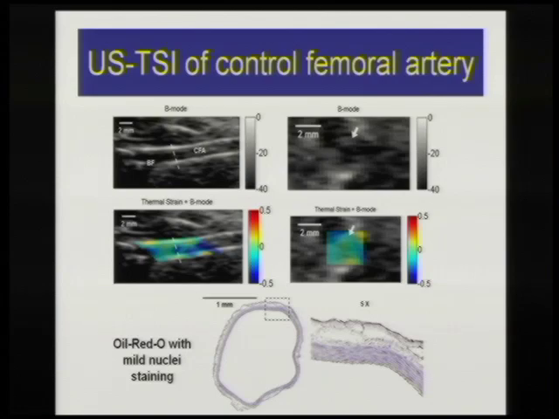So, for example, this is a control rabbit, and this is the femoral artery. When we apply TSI, it shows that most places are blue, meaning mostly water-bearing tissues, with some red, which is known, as in the adventitia there is some fat in normal tissue. And the histology tells us it's very clean, water-bearing tissue.